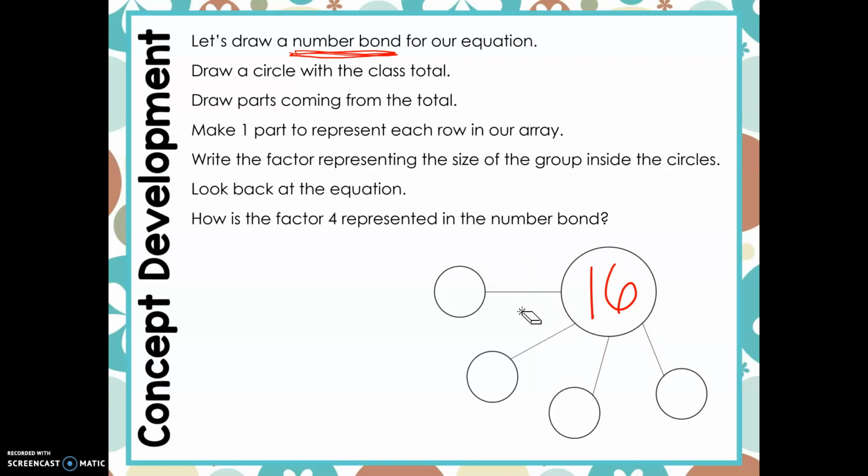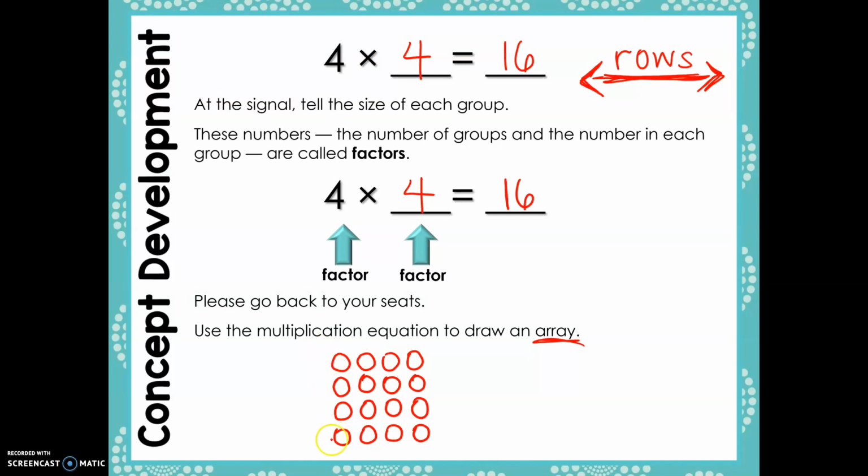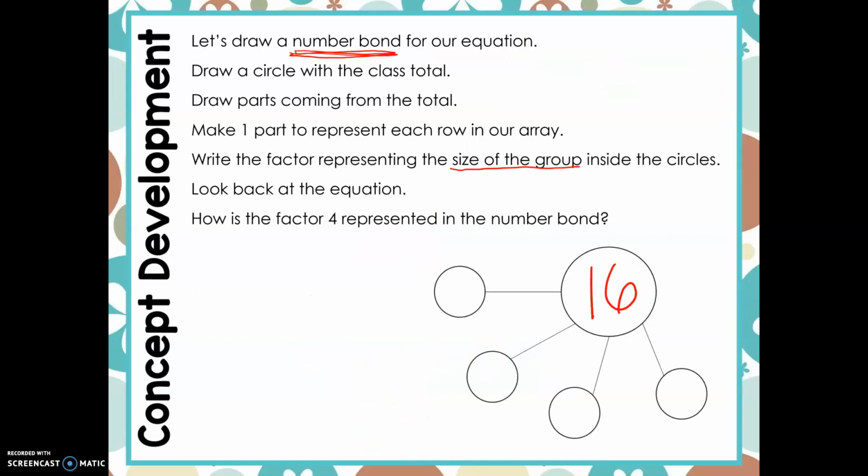So now we need to write the factor representing the size of the group inside the circles. So let's look back at our equation. So we had 4 rows, and let's remember how many were in each row. 4. So we're going to put a 4 in each of the circles. So the circles represent the number in each row. And then we also have 4 rows, or 4 legs coming off of the number bond.